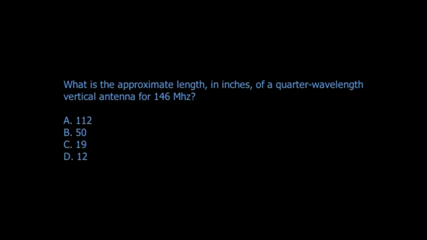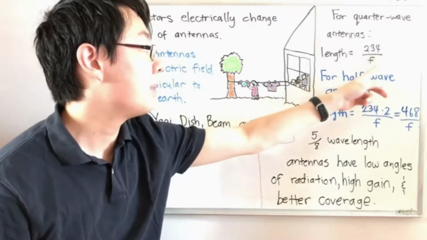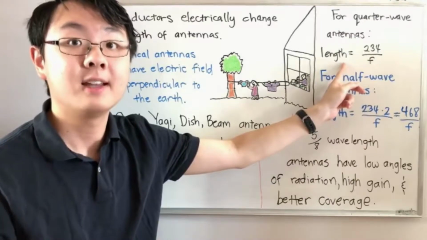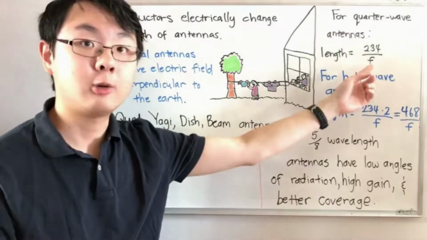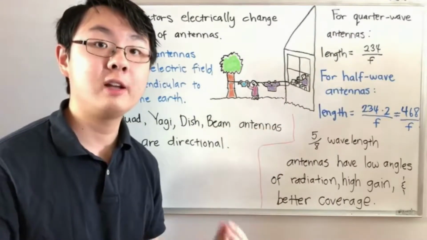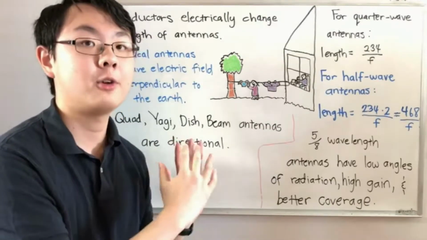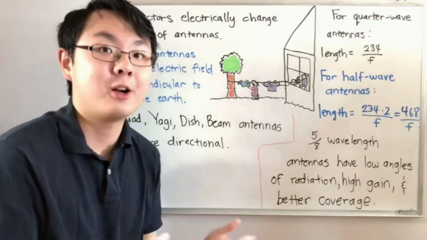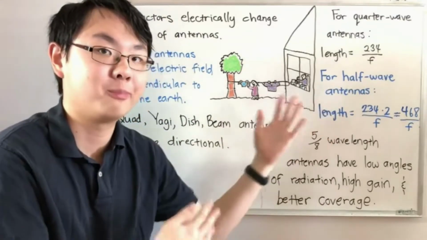So for this problem, there are a couple handy little tricks actually to figure out the answer. And there's an equation I wrote up here on the board. What you do is you take the frequency and you do 234 divided by frequency equals the length in inches of the quarter wavelength antenna. So how do you remember this equation? Well, just remember the number 234. The numbers are all sequential. 234, it's almost as easy as 1, 2, 3. Except it's not 1, 2, 3, it's 2, 3, 4.